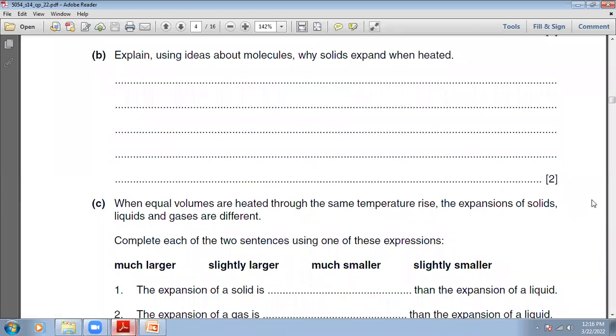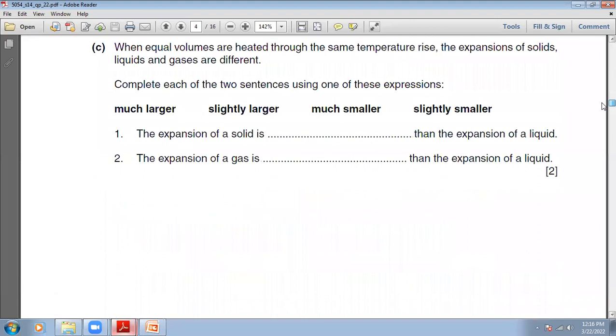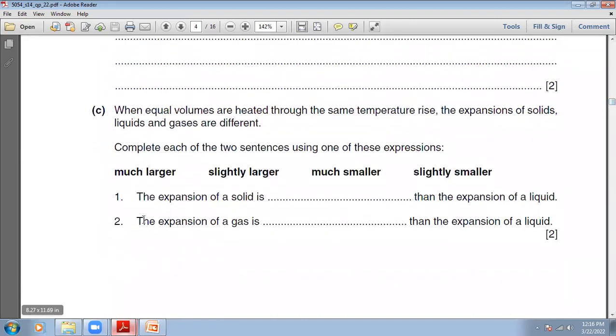The next part was question number 3B, and it was a 2 marks question. It says, when equal volumes are heated through the same temperature rise, the expansions of solids, liquids, and gases are different. Complete each of the 2 sentences using one of these expressions: much larger, slightly larger, much smaller, slightly smaller. The expansion of a solid is dash than the expansion of the liquid. The expansion of the solids is less than the expansion of the liquid. So we will use the words slightly smaller.